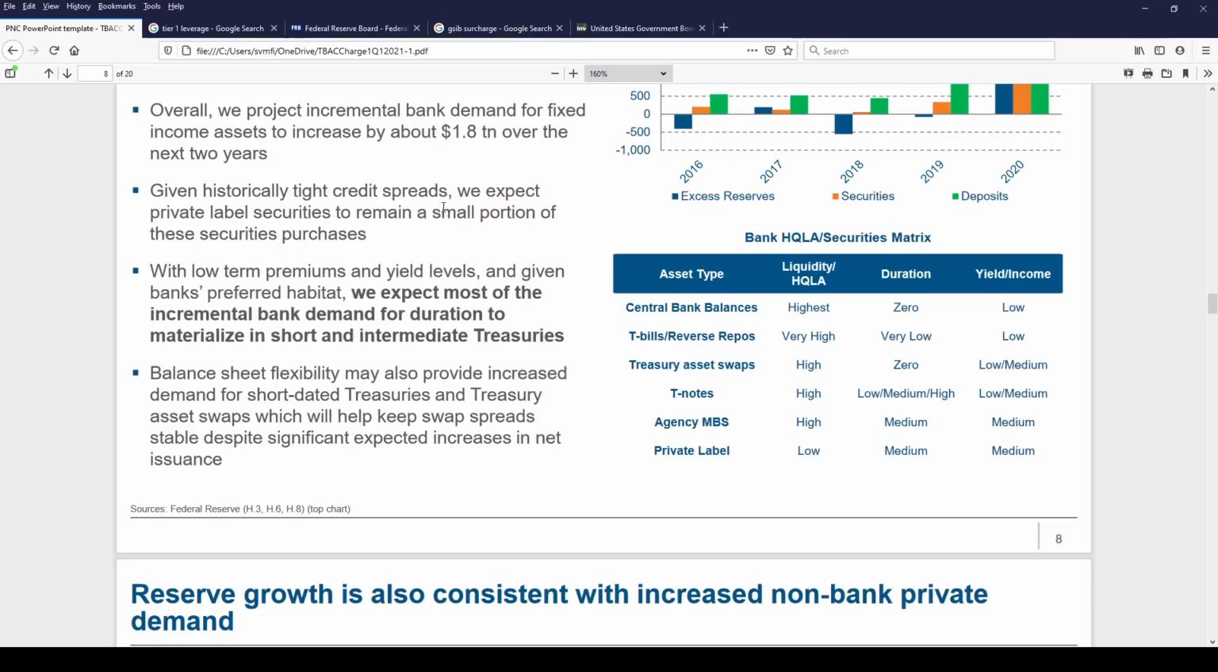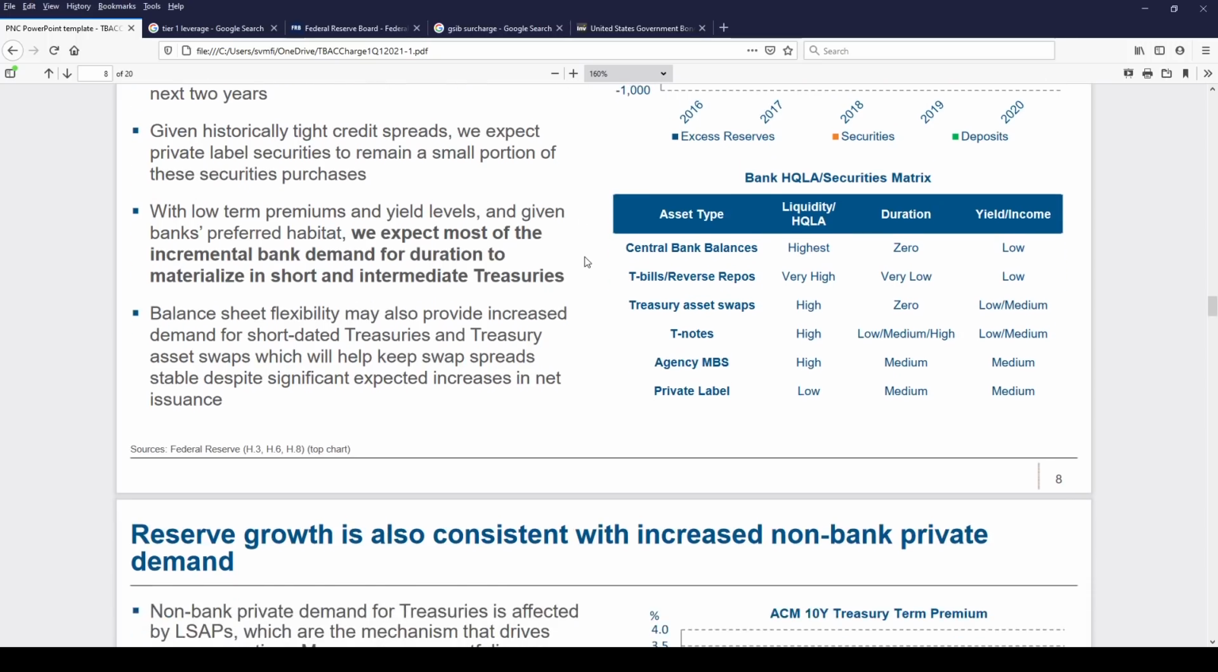Given historically tight credit spreads, we expect private label securities to remain a small portion of these security purchases. So sticking with, again, treasuries. With low term premiums and yield levels, given banks' preferred habitat, we expect most of the incremental bank demand for duration to materialize in short to intermediate term treasuries, which there is a shortage of supply on.